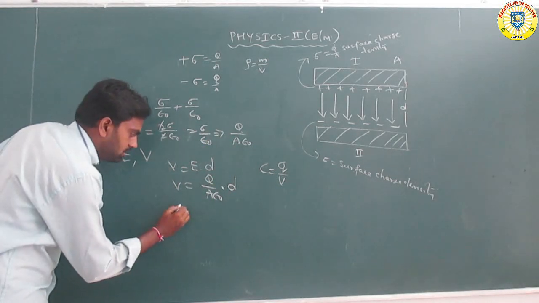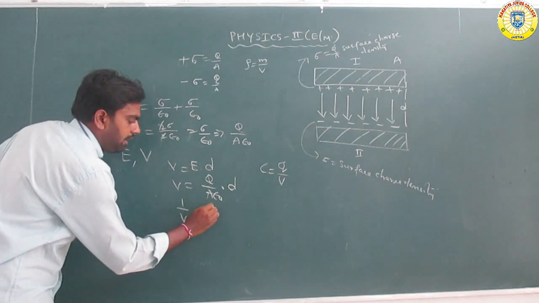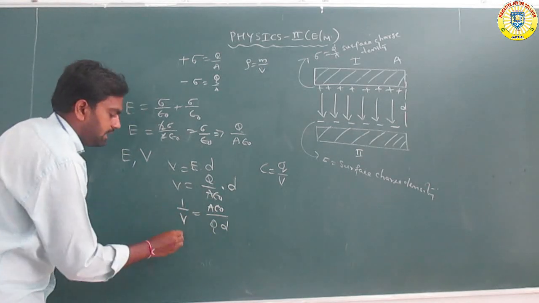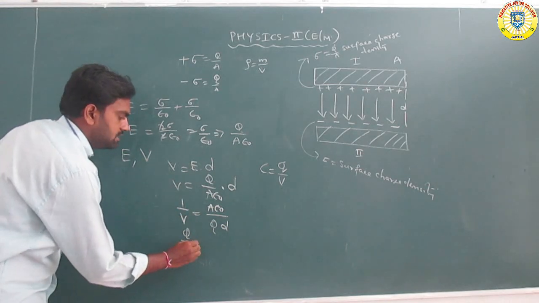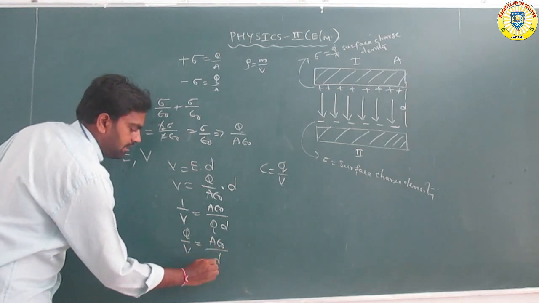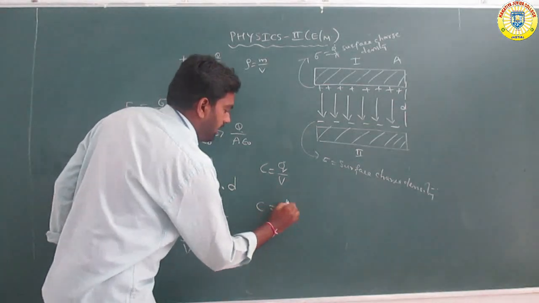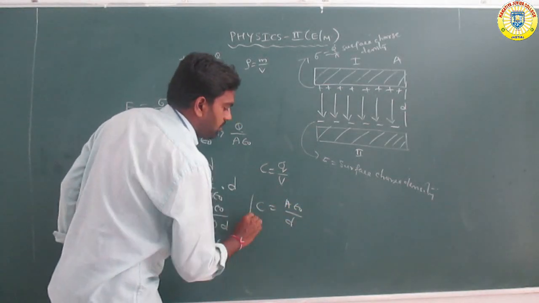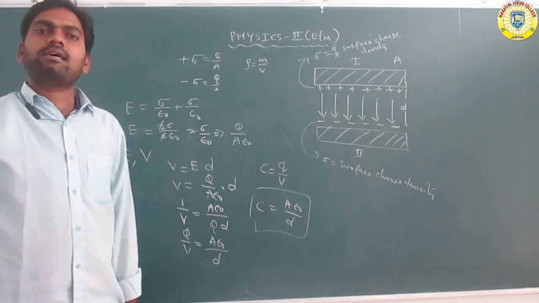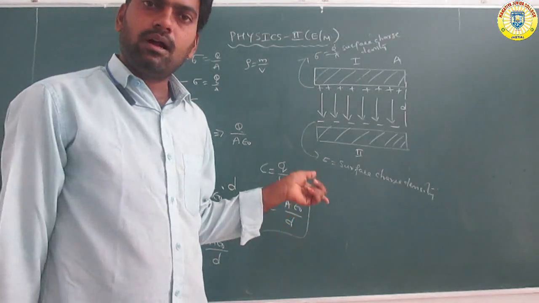So taking 1 by V equal to A epsilon by Q into D, Q is taken outside. So Q by V is equal to A epsilon by D. Q by V is C. So C is equal to A epsilon by D, which is called the effective capacitance of the capacitor with two conducting plates.